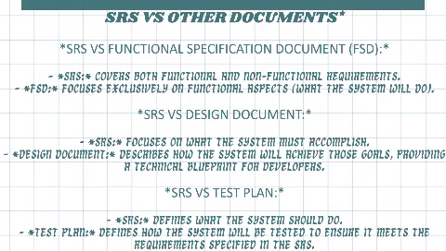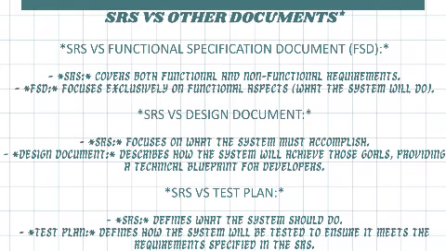SRS versus other documents. SRS versus Functional Specification Document, FSD. SRS covers both functional and non-functional requirements. FSD focuses exclusively on functional aspects, what the system will do. SRS versus Design Document. SRS focuses on what the system must accomplish. The Design Document describes how the system will achieve those goals, providing a technical blueprint for developers.